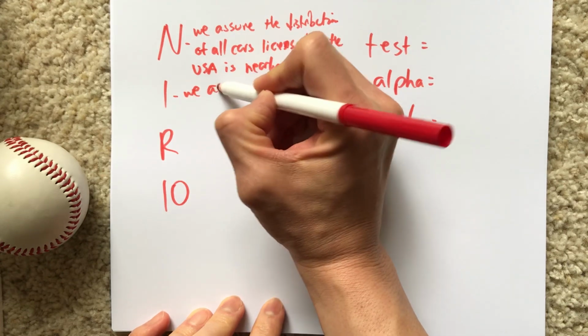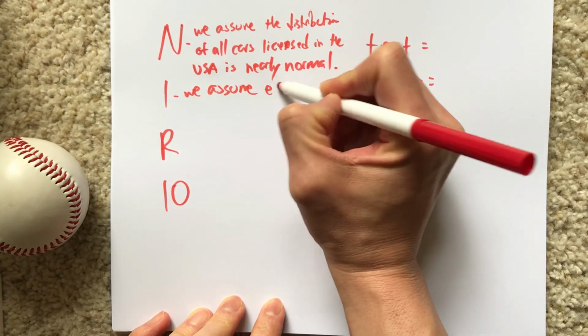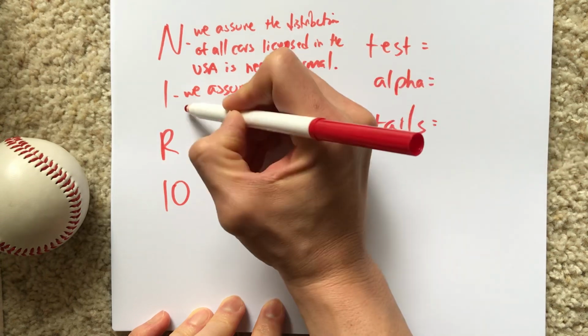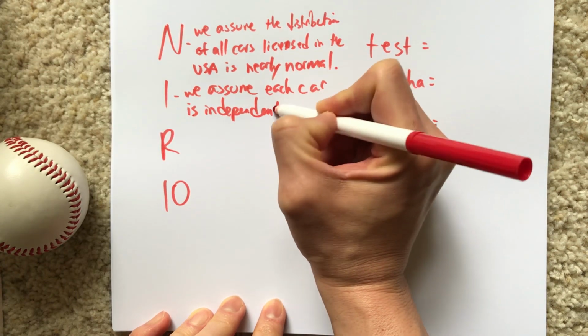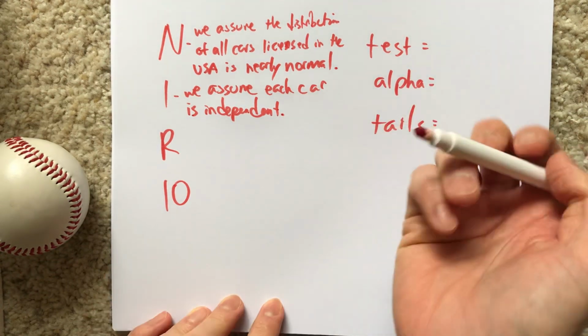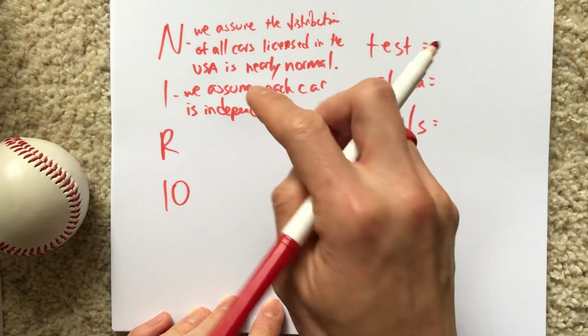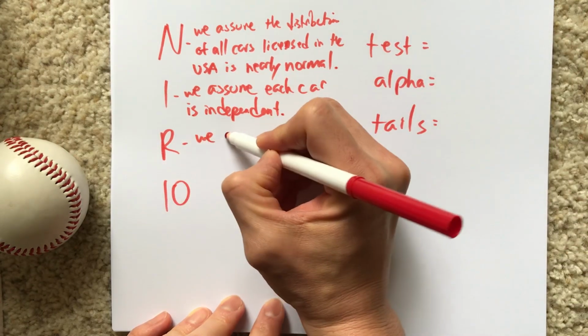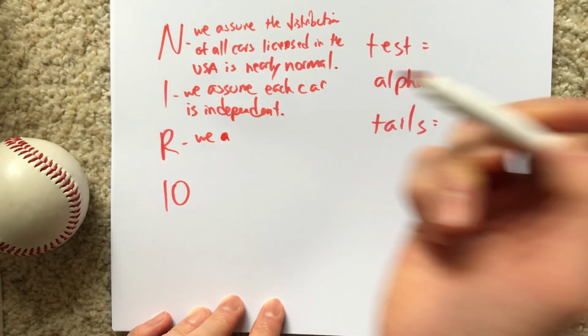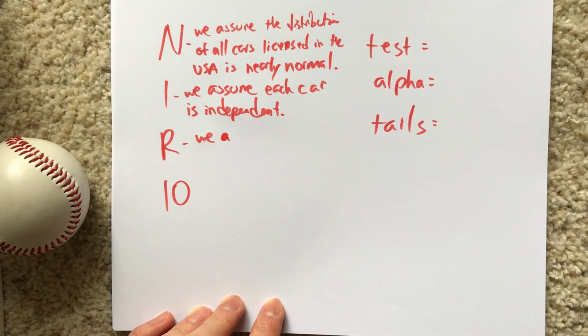Independence, we assume each car is independent. What's the definition of independent again? The weight of one car does not affect the weight of another car in this case. We don't assume, right? Because it's given and says there's a random sample.